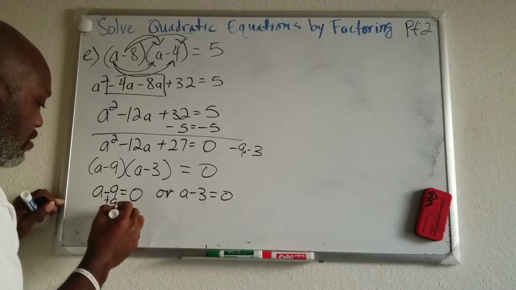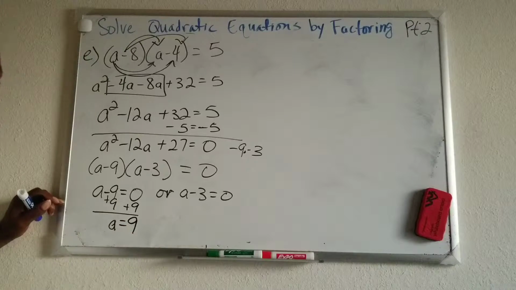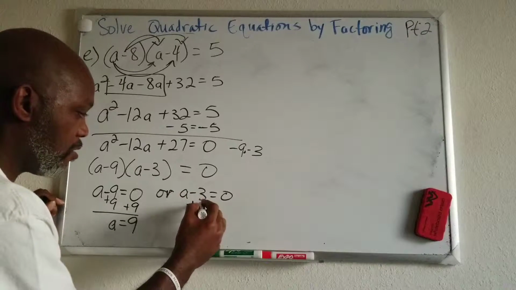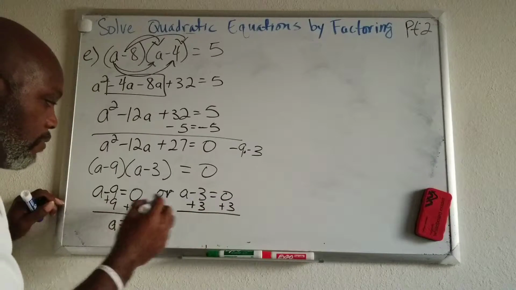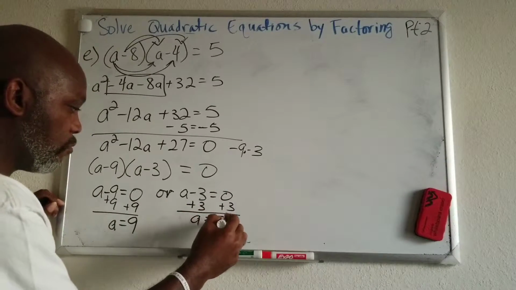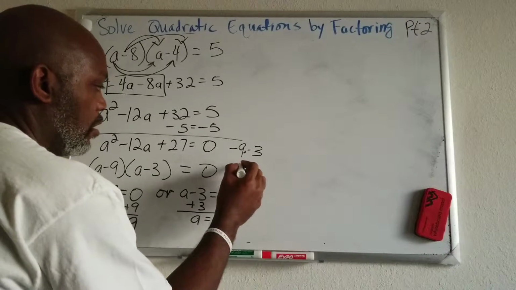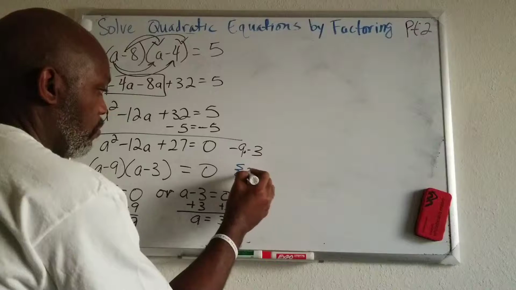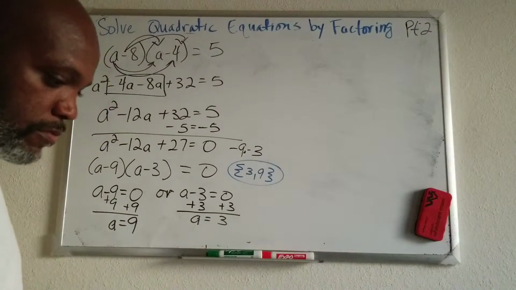So I add 9 to both sides. A equals 9. All right. Same here. Add 3 to both sides. Addition property of equality. A equals 3. So my answer will be either 3 or 9. Okay.